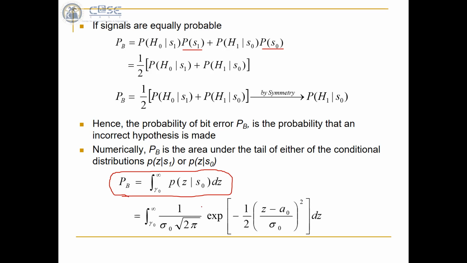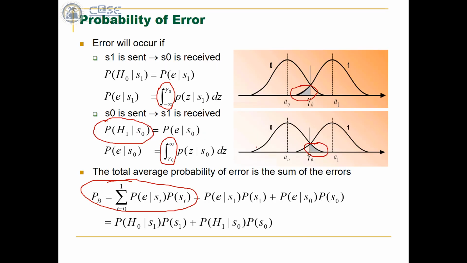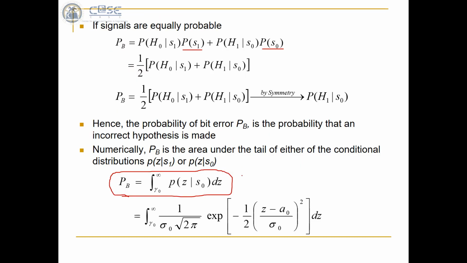And in the final step, you have to substitute the expression for this likelihood probability of Z given S0, and it's represented using a Gaussian function. You can see here it's a Gaussian function shifted at the mean A0, and you all know very well what's the equation for the Gaussian function, repeated many times in the past and repeated here as well, right? So all you have to do is to integrate this equation starting from gamma naught till infinity, right?